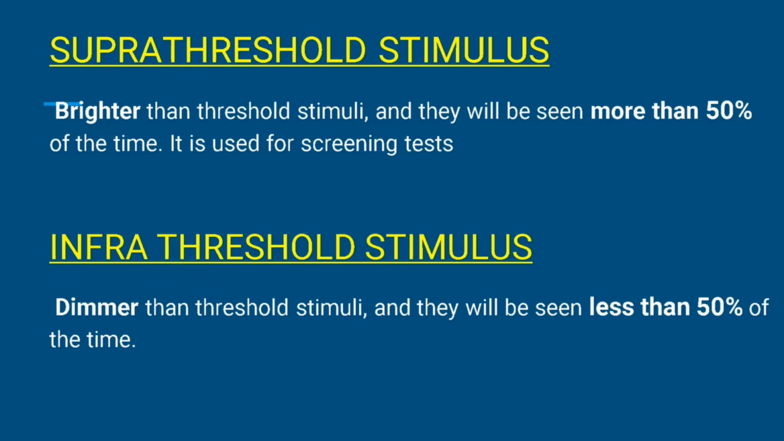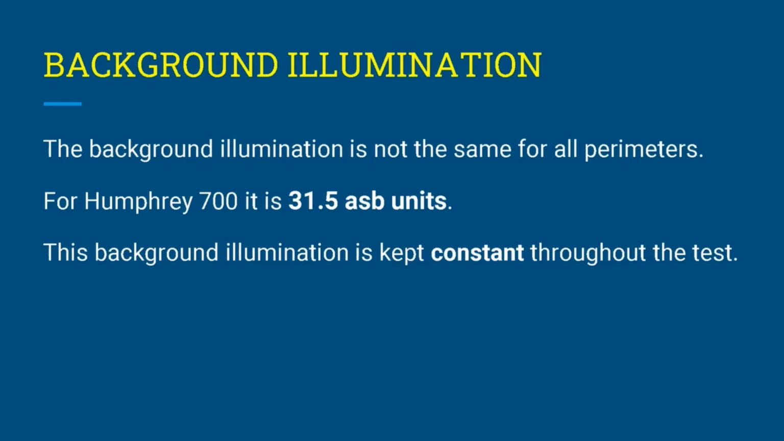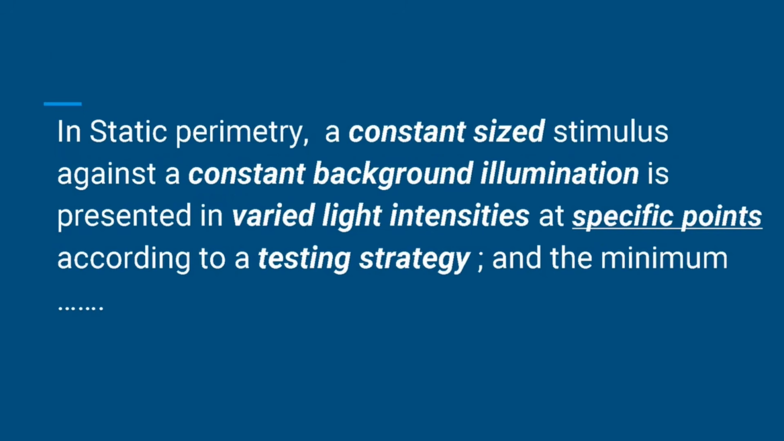An infrathreshold stimulus is dimmer than the threshold and will be seen less than 50% of the time. In automated perimetry, let's talk about the background illumination. The background illumination is not the same for all perimeters. In Humphrey, it is 31.5 ASB units and is kept constant throughout the test.